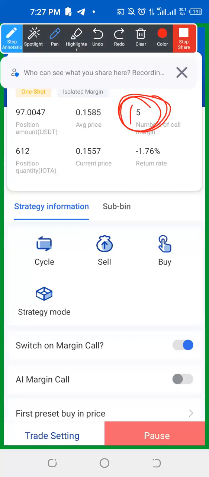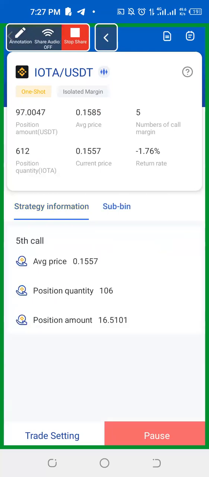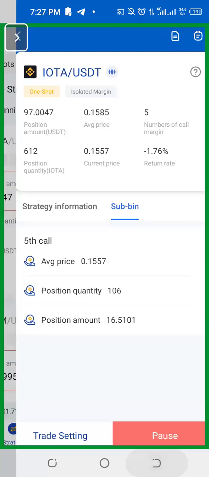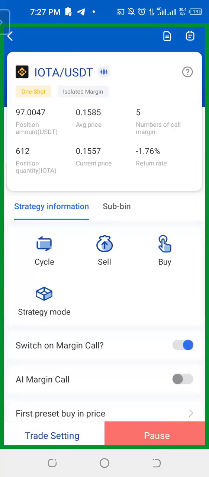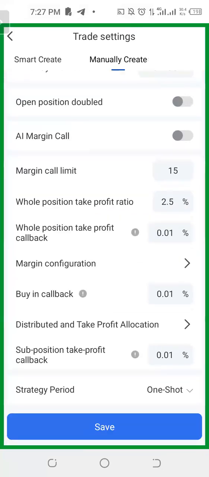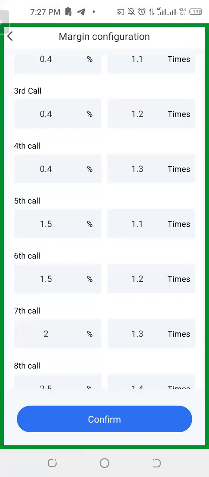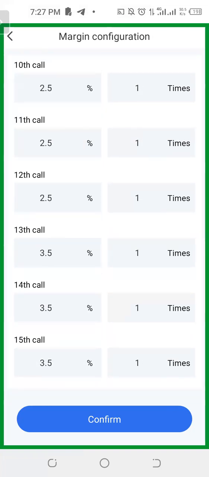It means the bot has reached its limit. If you come to this coin here, this is where you see the level it has gone to. This one is even very small. It has reached the fifth core, the instruction you gave it here in the trade setting. First core, second core, third core, up to this fifth margin. That's where it has exerted all, it has reached this 15 core.